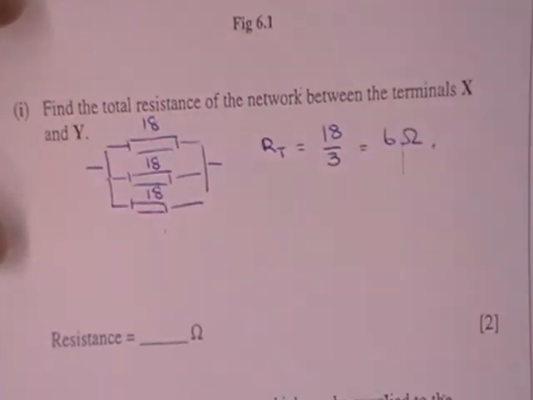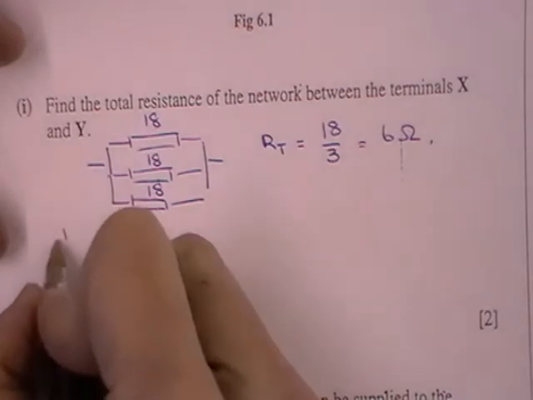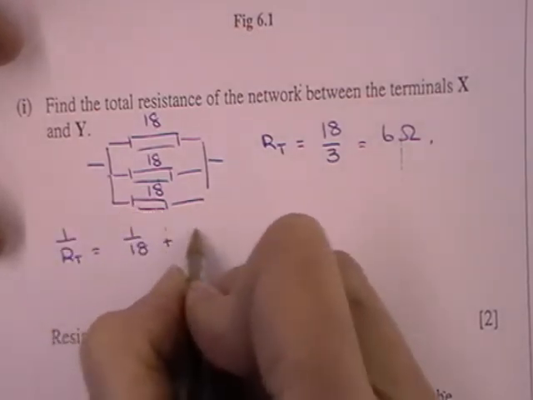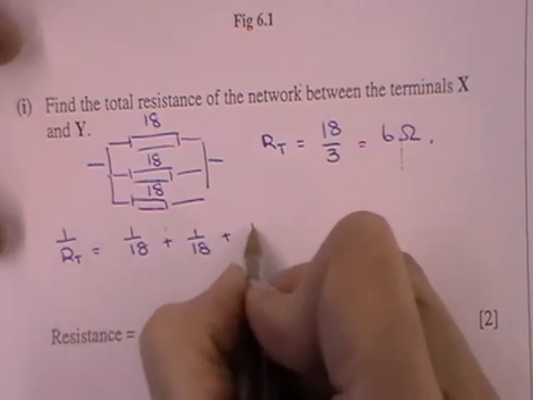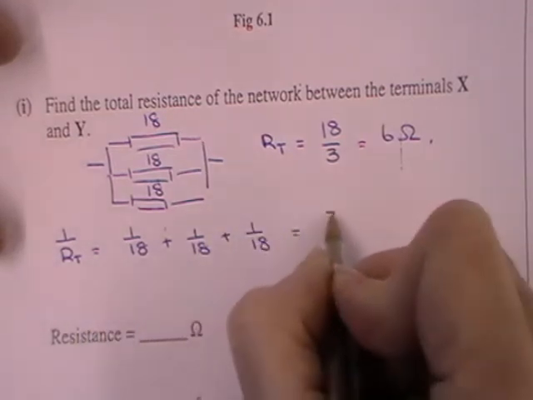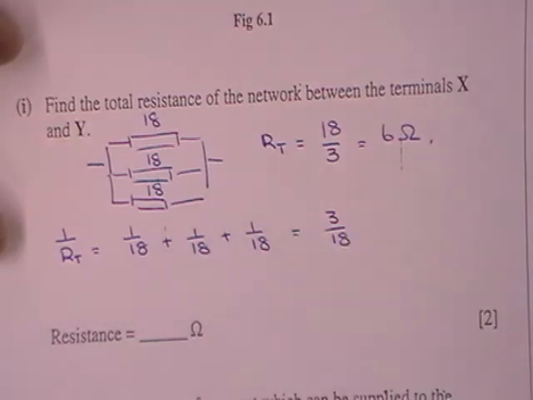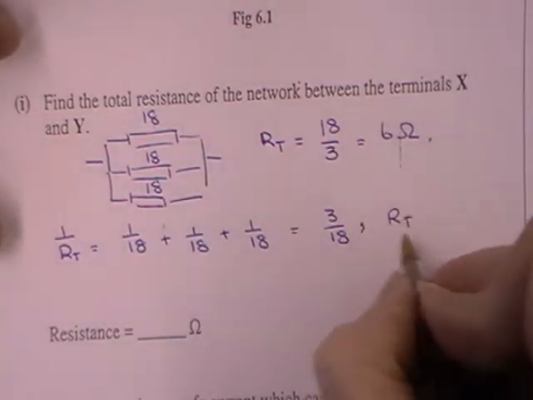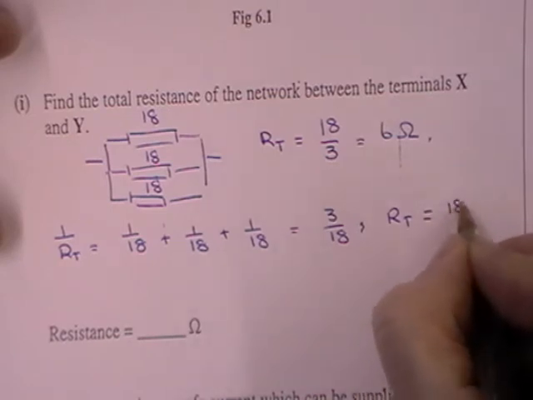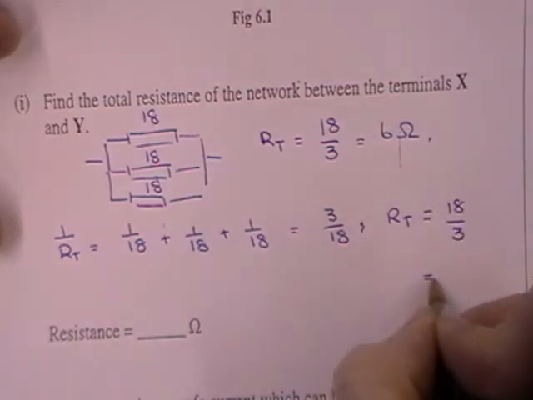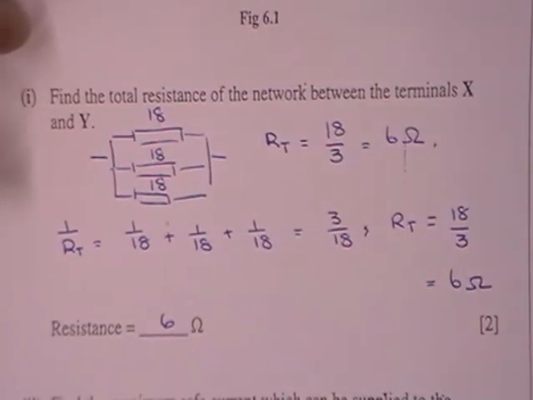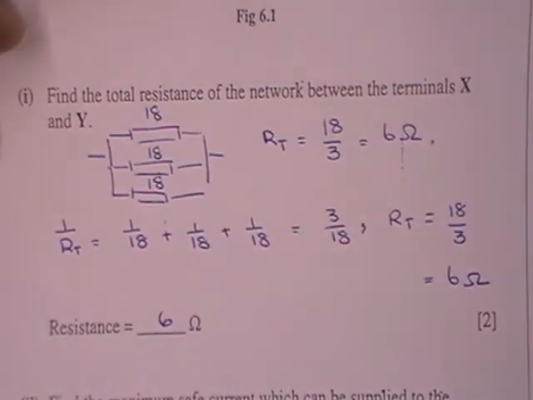We'll also do it properly just in case you prefer to do that. So 1 over the total resistance is equal to 1 over 18 plus 1 over 18 plus 1 over 18. That gives you 3/18. And to get the final answer, you do of course have to turn it upside down. Therefore the total resistance is 18 over 3, and no surprise, it gives you an answer of 6 ohms. So do it one way or the other, whichever way you prefer.